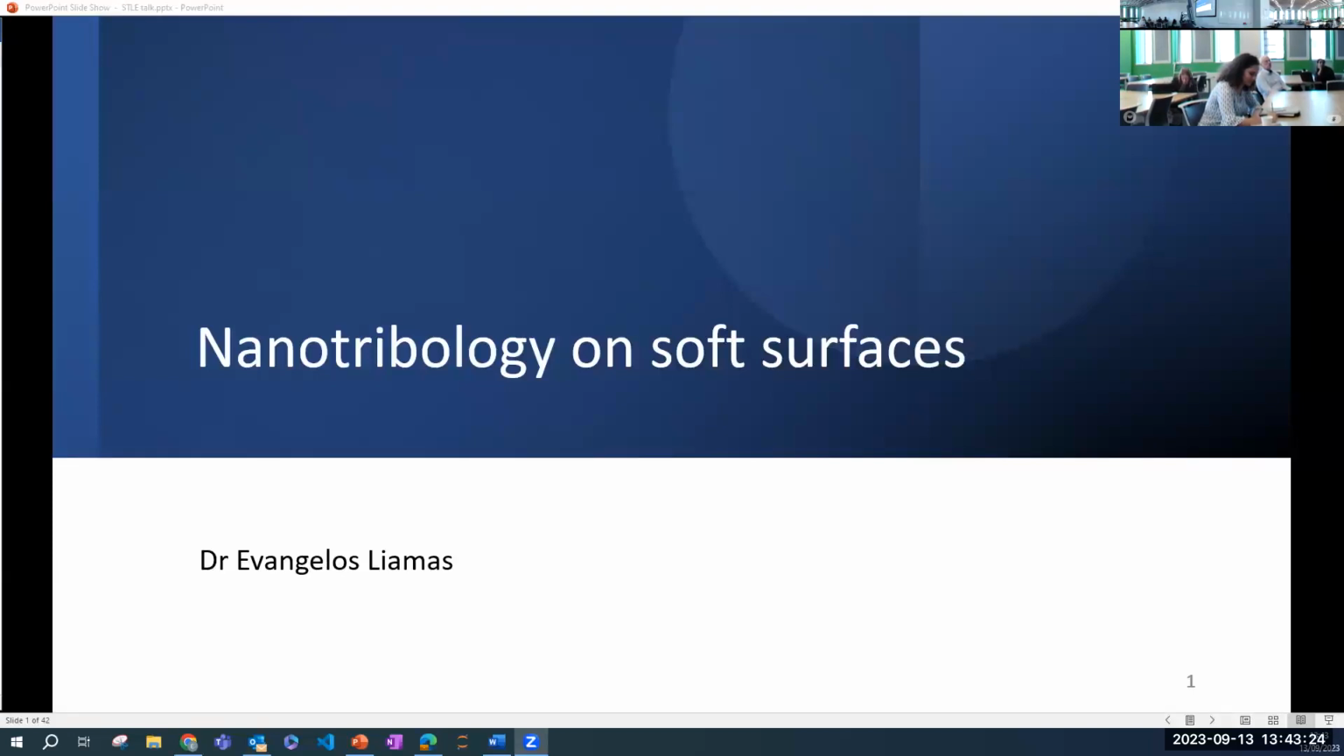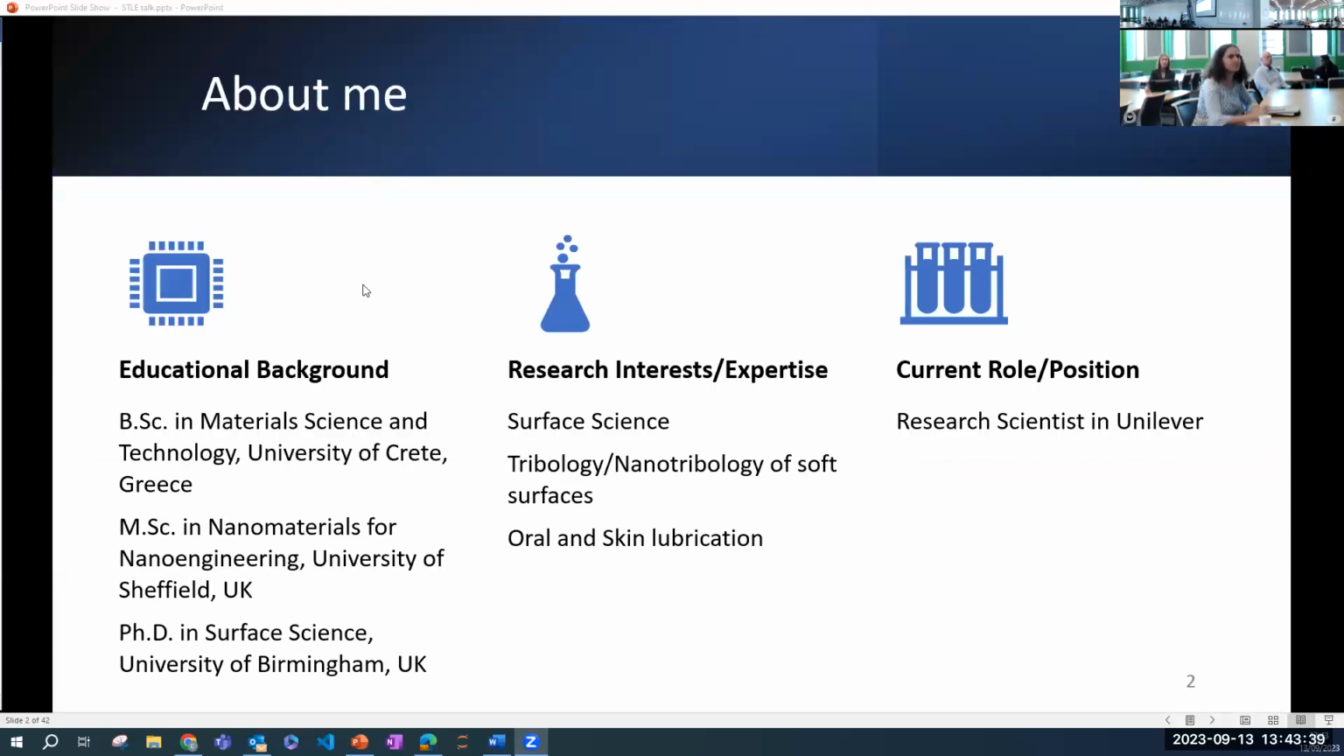I will start with some foundational knowledge about friction, covering distinctions between macro and nanoscale. Then we will explore a couple of case studies from my postdoctoral research at the University of Leeds. So a bit about myself first.